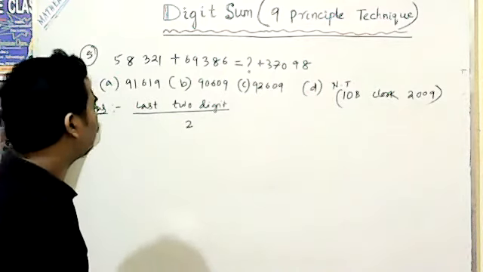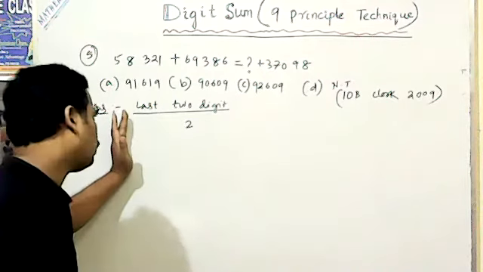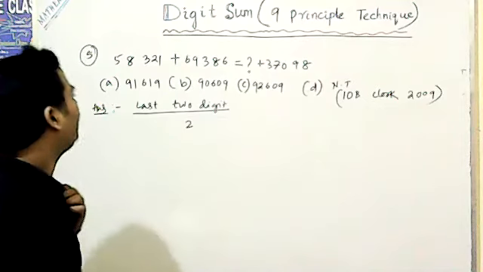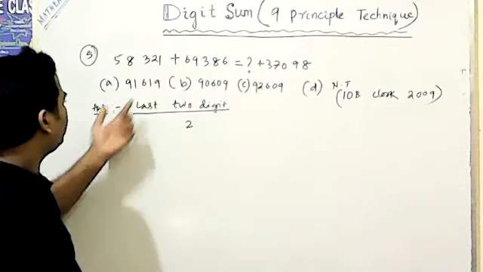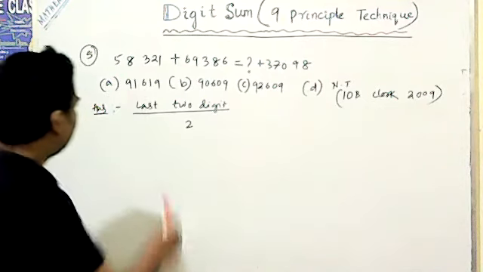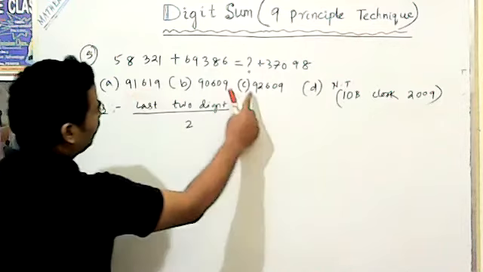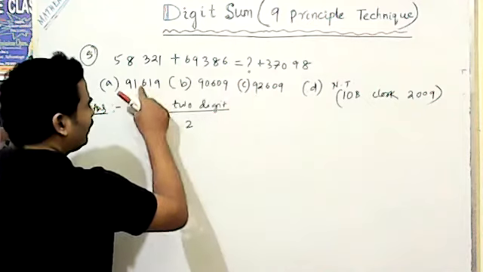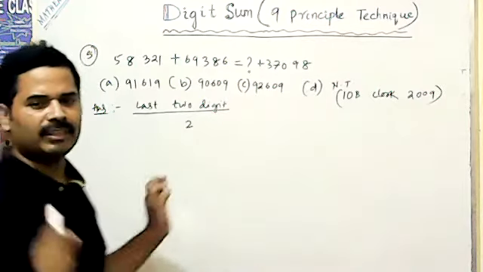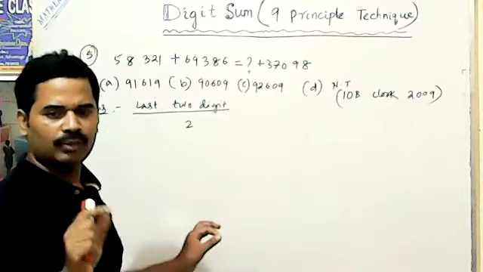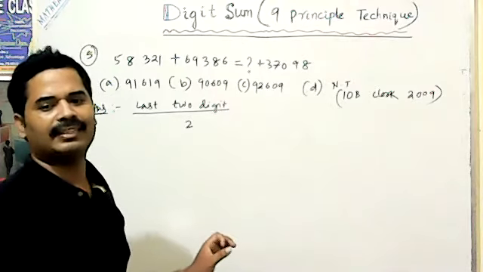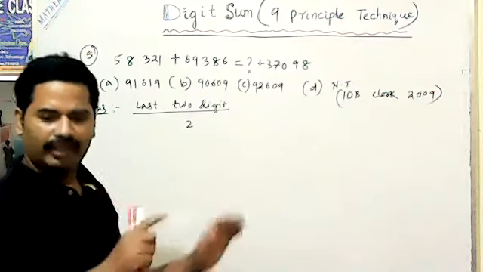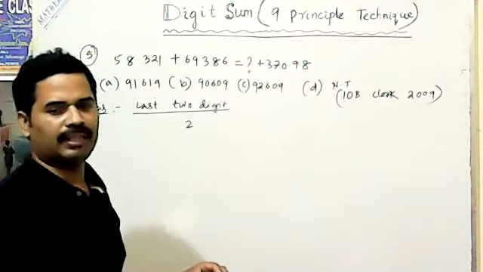You can apply the digit sum technique, the last two digit concept, or the unit digit concept. But here, these two options have the same digit sum. If any two options have the same digit sum, you cannot apply the digit sum or nine principle technique. You can apply any other concept.